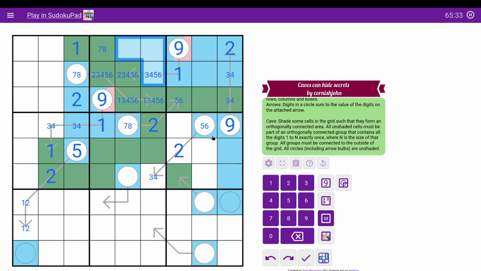5, 6, and 3, 4, they go here. And 3, 4 does not go up here, because 3, 4 must be down here. Therefore 3, 4 is here. So one of these is 5 or 6, the other is 7 or 8. One of these is 5 or a 6.